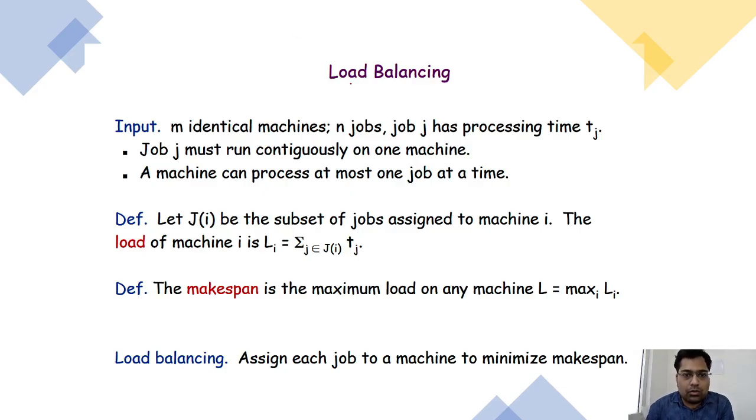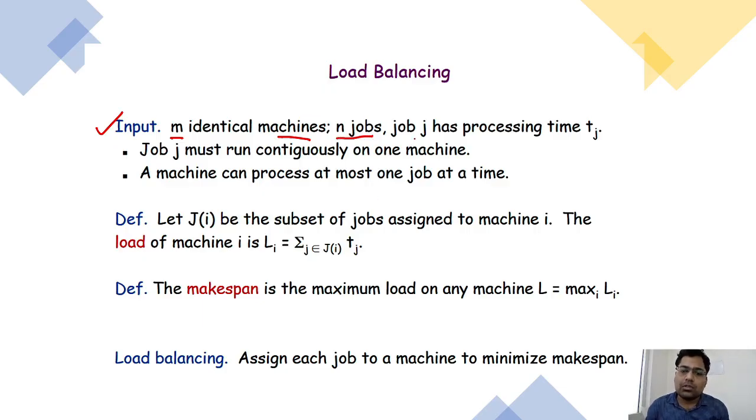Okay. So for load balancing, we have to know the naming conventions. There are M identical machines we should work with. Next, how many jobs? N number of jobs.